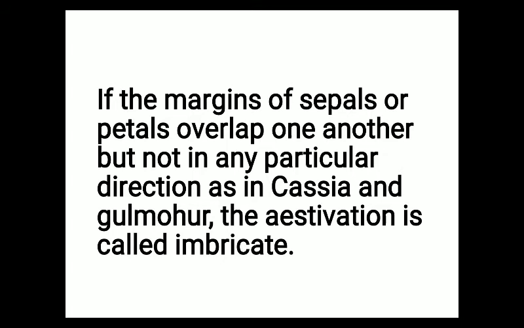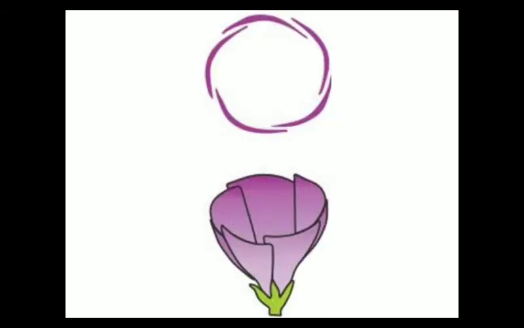Now we'll come to the next type of estivation, which is the imbricate estivation. If the margins of sepals or petals overlap one another but not in any particular direction, as in cassia and gulmohar, the estivation is called imbricate estivation. So in imbricate estivation, we observe that there is no particular pattern of overlapping of the petals or sepals.